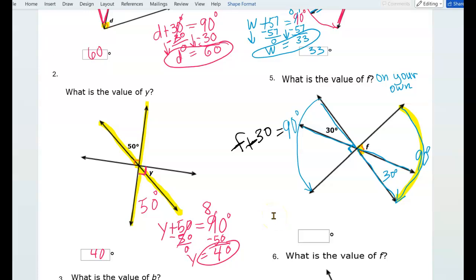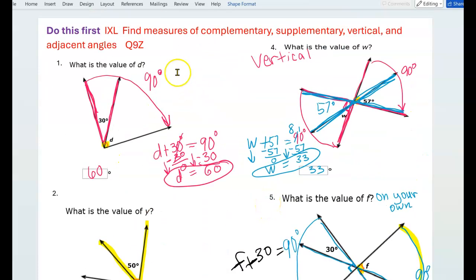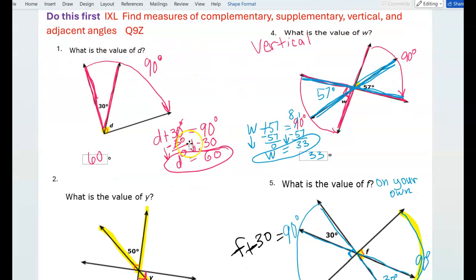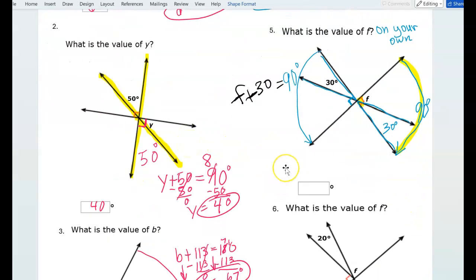I think I've worked enough problems, and since you have gotten a score of 90 or better on IXL for find measures of complementary, supplementary, vertical, and adjacent angles, I think you're going to be good to go. But as always, I'll be circulating the room, checking your work.